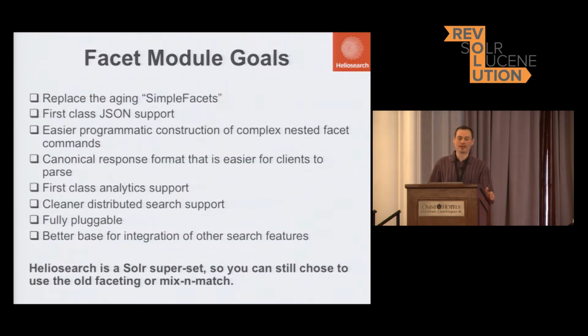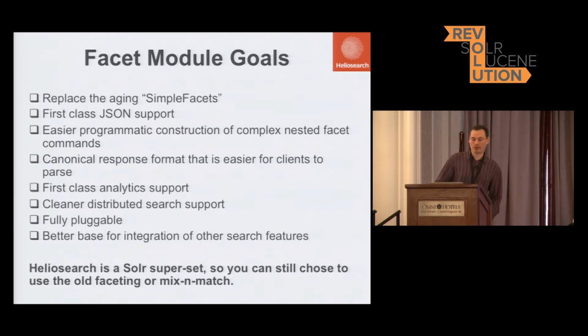to give it things like first-class JSON support. And with first-class JSON support, we get easier programmatic construction of complex facet queries. That's easier to write a program for. It has a more regular structure, and that goes for the response format too. We're trying to provide a more regular structure for parsing facets. So if you change a little parameter, it's not going to completely change the types of structure you get back from the faceting.